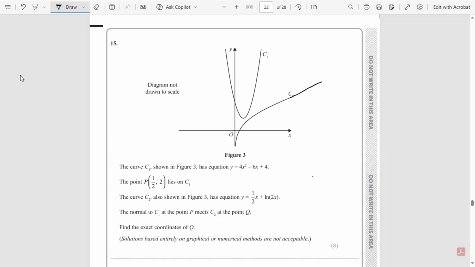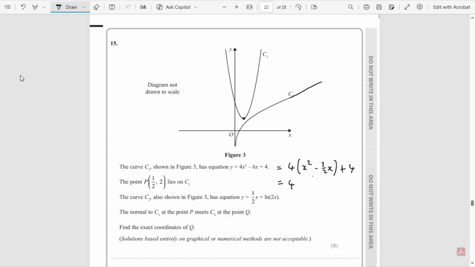So we've got this point P on the quadratic graph. Now, what I'm going to do, you don't actually have to do this, but just to show you, I'm going to factorize out a 4 from the first two terms of this quadratic. So this would give us 4 times (x squared minus 3/2 x), and then plus 4 at the end there. If you were to complete the square with this, you would be able to work out what that turning point is.